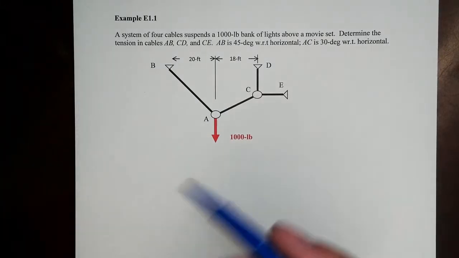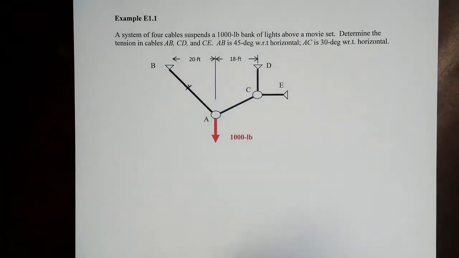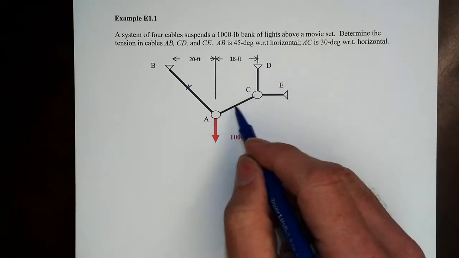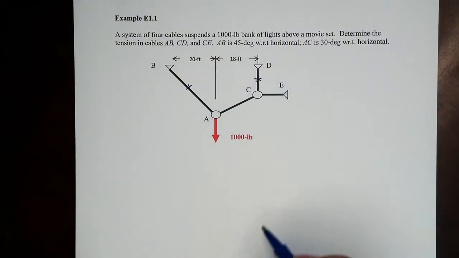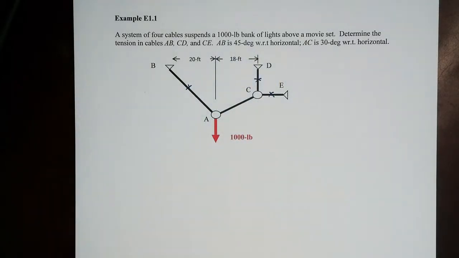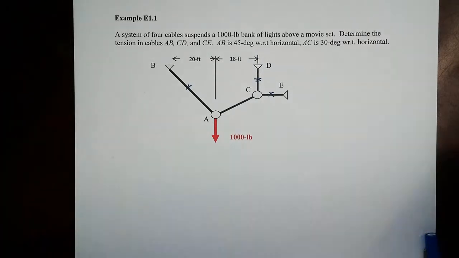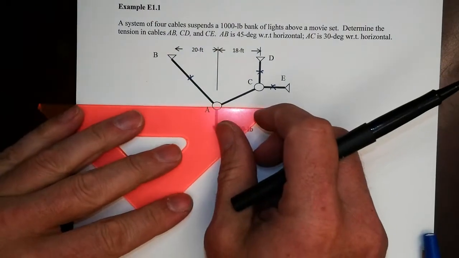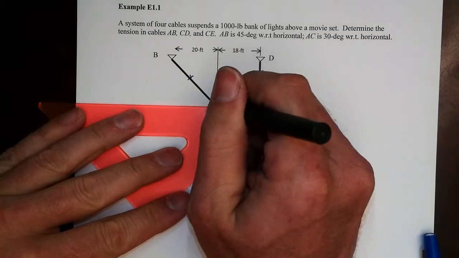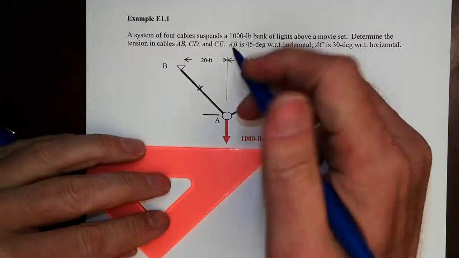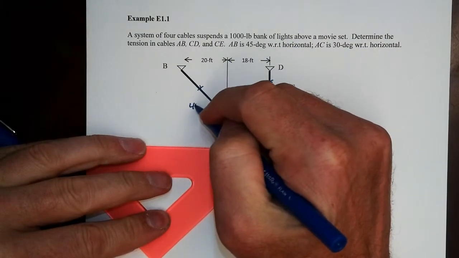All right, let's mark these that we're after. There's AB, and CD, it's over here, and CE. Those are the 3 things that we're supposed to find. Determine the tension of the cables AB, CD, CE. AB is at a 45-degree orientation with respect to the horizontal. So let's carefully get that marked in here. So 45 degrees. There we go, right there, 45 degrees.